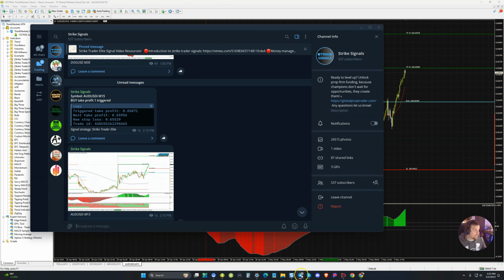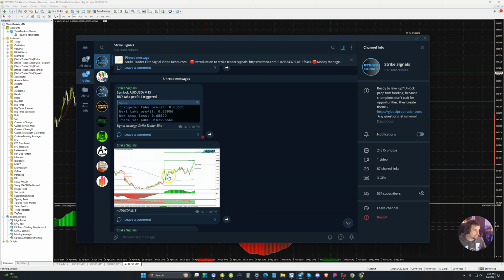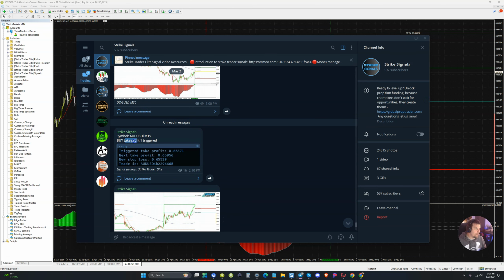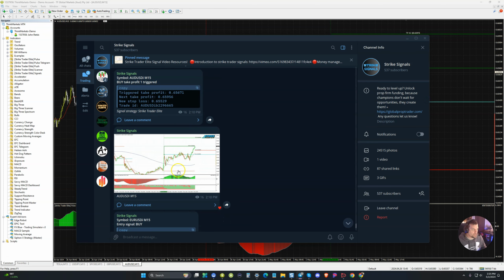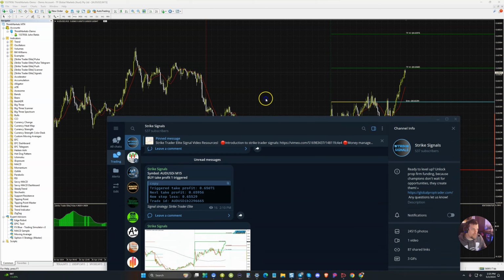And so we have a Telegram group, and this is actually this trade right here, this Aussie dollar. This is the exact same trade. So this was actually alerted to our members. All of our members got this trade. Every single one of them got the signal right here and the trade that happened.